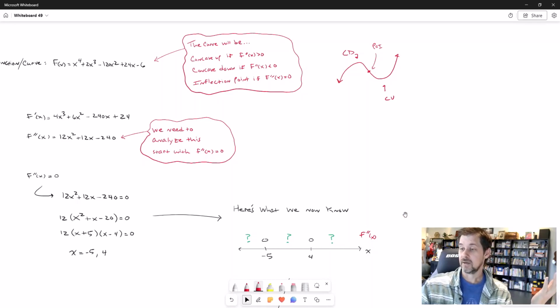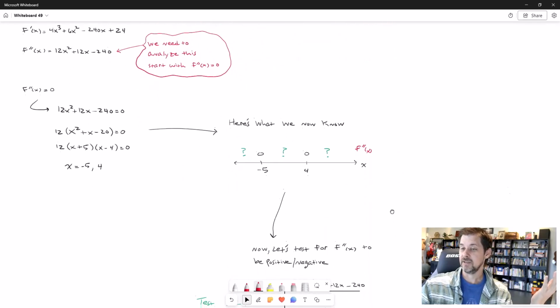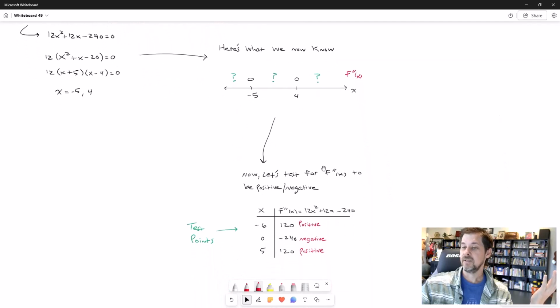Okay? All right, so to fill this picture in, we do some test points, okay? So here's what I would do. I need to test in this region left of -5 to see what the second derivative is like. So I chose -6. I could choose any number left of -5. I could choose -6, -6.8, -11.43. It doesn't matter.